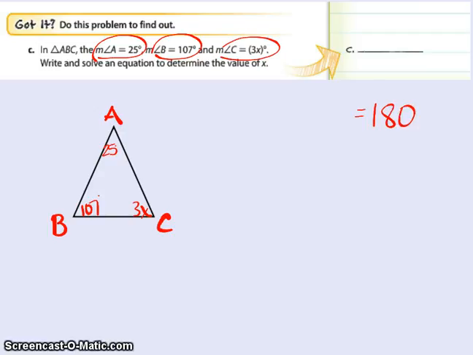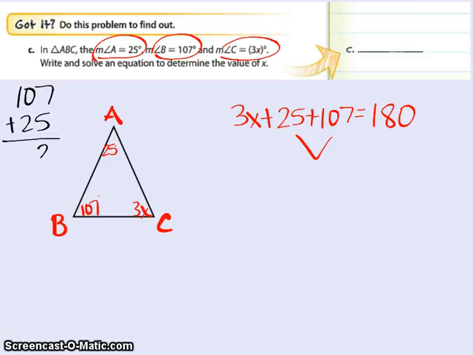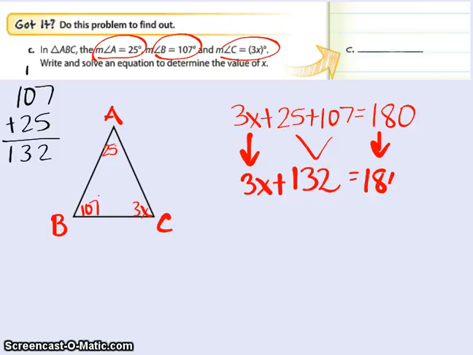So I add these together. I have 3x plus 25 plus 107. The first thing I need to do is add these together. So I have 107 plus 25. 7 plus 5 is 12. 2 plus 1 is 3. And then I bring down this 1, so it's 132. And I bring everything else down. So I have 3x plus 132, and that's all equal to 180.